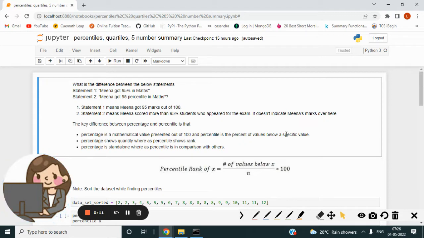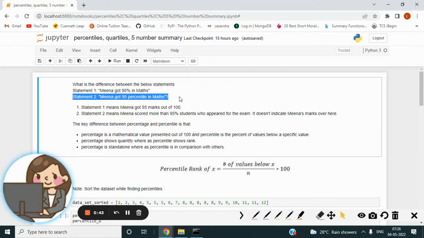In this tutorial, I'll explain what percentiles and quartiles are, and how we can obtain the 5 number summary. Before going into details, let us examine the difference between the statements given here. In statement 1, it is written, Meena got 95 percentage in maths. And in statement 2, it is written, Meena got 95 percentile in maths. Now can you tell me what is the difference between these two statements?